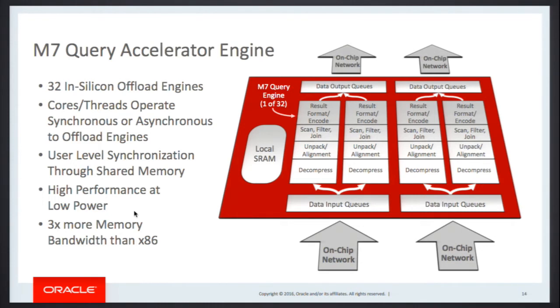They can run asynchronous and concurrent with the cores, or they can run synchronously. And what we did is we developed a user-level fine-grained synchronization primitive to maintain very low overhead between the cores synchronizing with these accelerators. So what we end up with is very high performance at low power. And again, it can maximize all of the memory bandwidth of the processor.